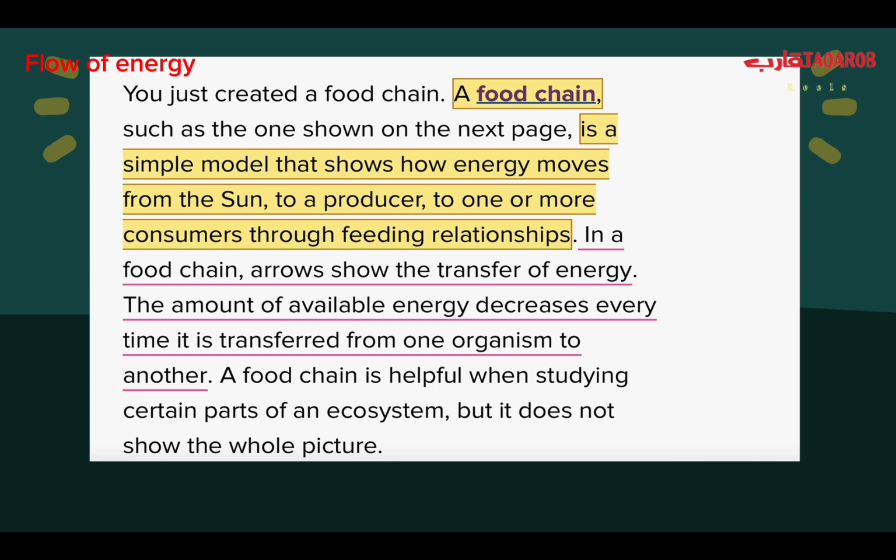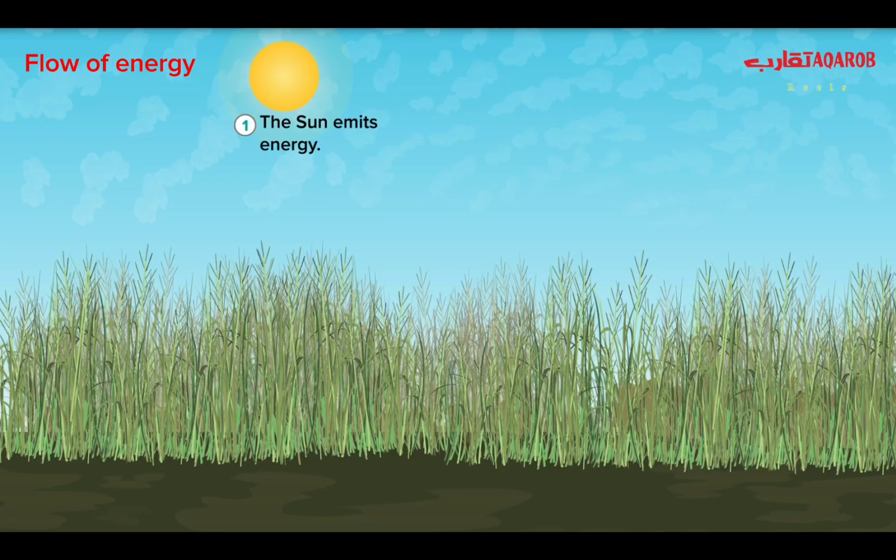In a food chain, arrows show the transfer of energy. The amount of available energy decreases every time it is transferred from one organism to another. A food chain is helpful when studying certain parts of an ecosystem, but it does not show the whole picture.